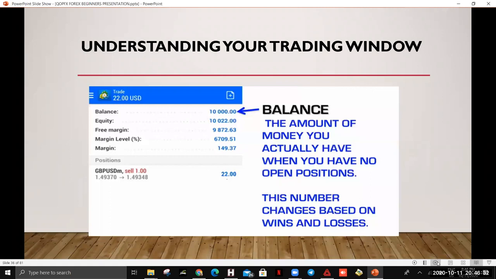Now, we explained this yesterday, how to understand your MetaTrader 4. In your MetaTrader 4, the balance is the amount of money you actually have when you have no open position. If I close this $22, my balance will be $10,022. That's why I said when you have no open position, that's the money you have. The number changes based on your winnings and your losses. That's simply what your balance means.